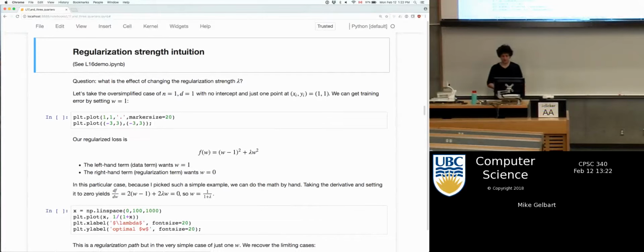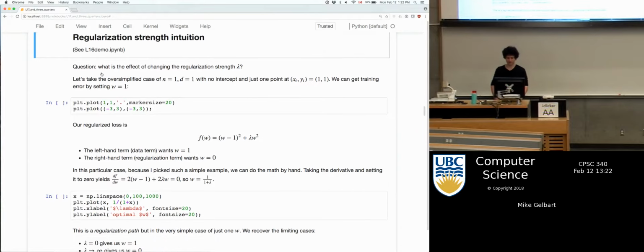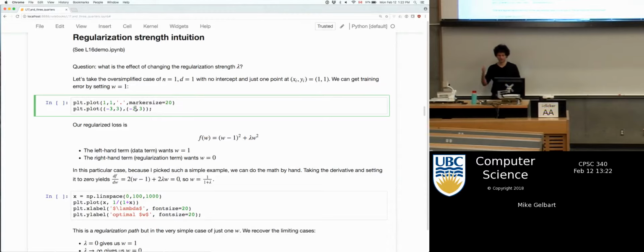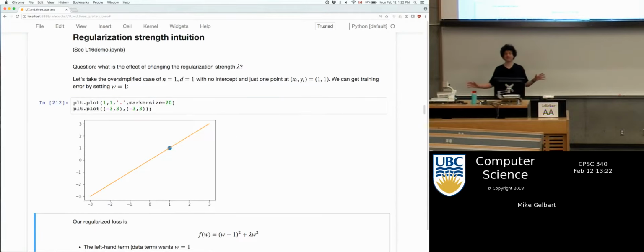Regularization strength intuition. I want to think about what it means to change lambda. Let's take a very simple case where n equals 1, d equals 1, meaning one point, one feature. Furthermore, the point is at (1, 1), and we have no intercept. So that's our data set: just one point in one dimension at (1, 1), and that's our best fit line. Whoosh, it just passes through the point.